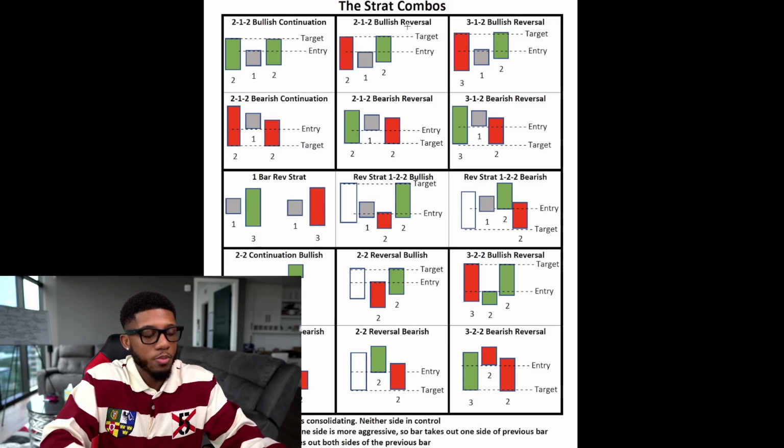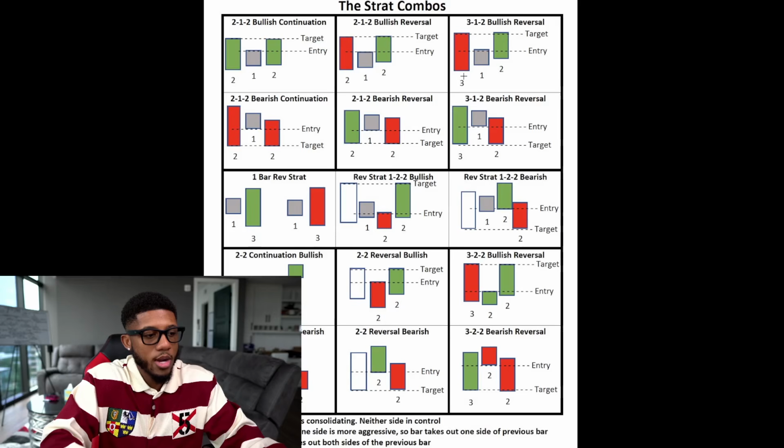So this is a 212 bullish reversal. Let's say this candlestick is bearish, right? It's a bearish candlestick. Then we consolidate, and then buyers take back control. So you would enter when this candle breaks above the 1, and then your target would be this 2 over here. Okay? This is a 312 bullish reversal.